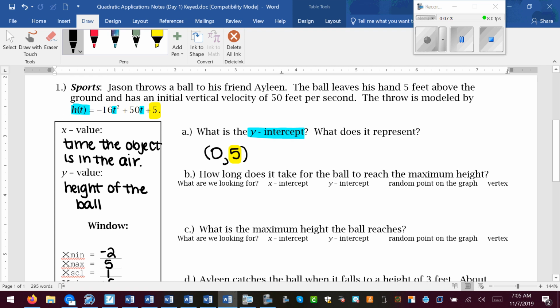So if I go back, 0 is the x-coordinate. That's the time the object is in the air. And 5 is the y-coordinate, the height of the ball. Well, if the time is 0, that's the initial starting point of the ball. That means we haven't started the stopwatch yet, and that's where the ball is going to be as it leaves Jason's hand. So the ball is 5 feet in the air as it leaves Jason's hand.